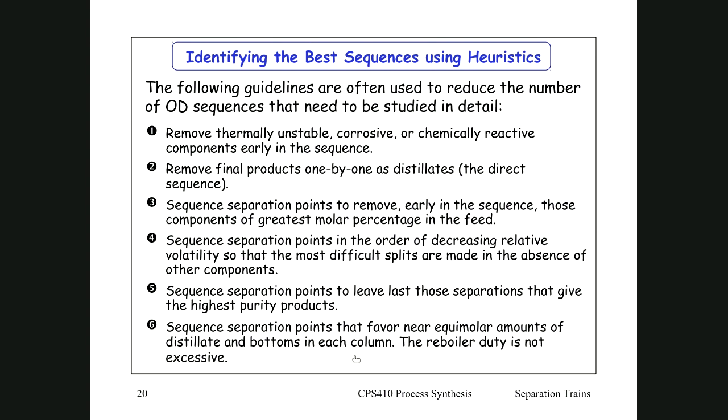So if we summarize, I would say that heuristics 3, 4, and 6 are the most important heuristics here. If you do have thermally unstable, corrosive, or chemically reactive components, sure, that would be important. But in most cases, it's not going to be important with heuristics 3, 4, and 6. Yep, right. Let's take questions. And whoever has raised their hand, you can switch on your audio and ask.